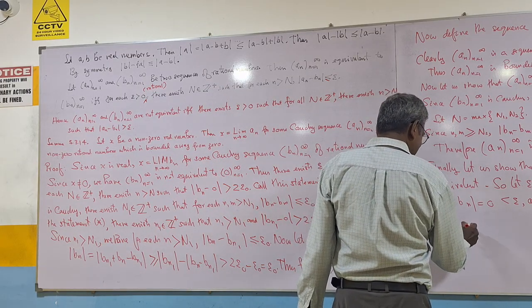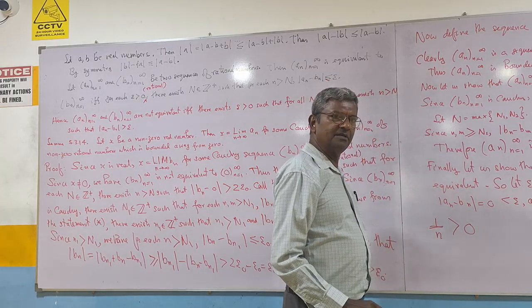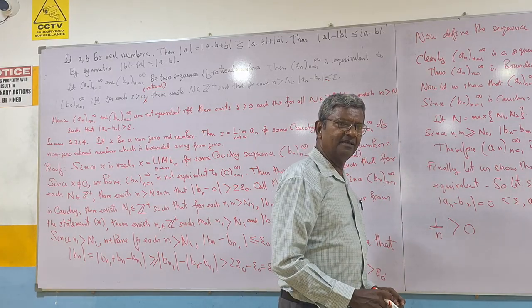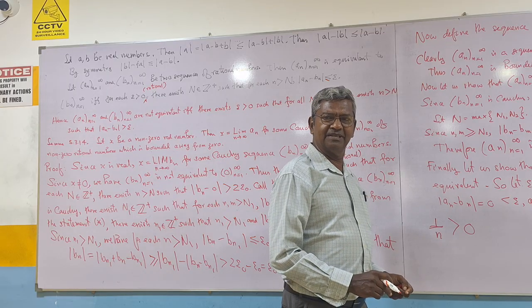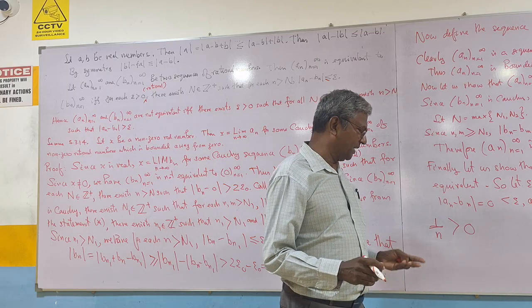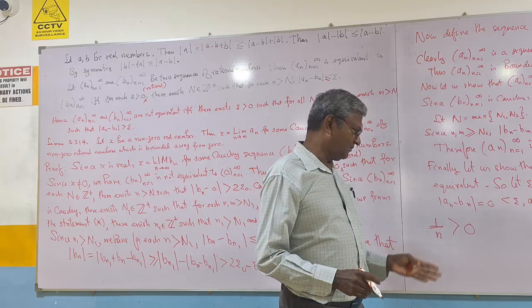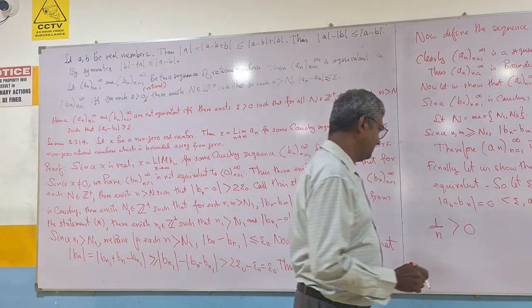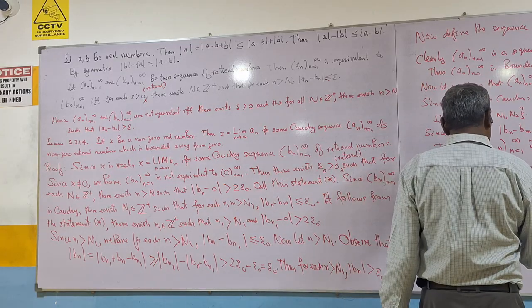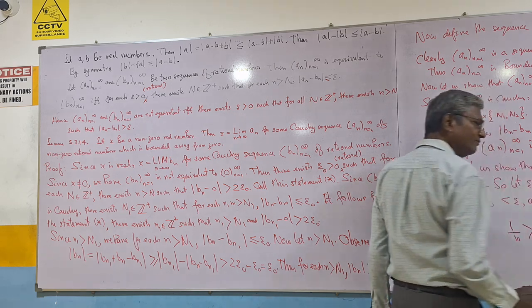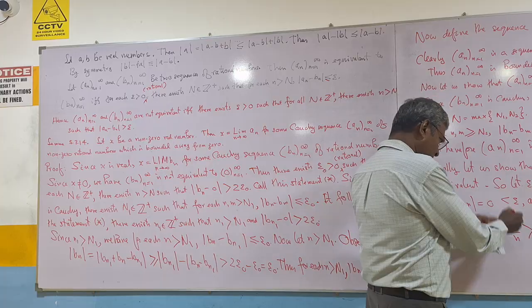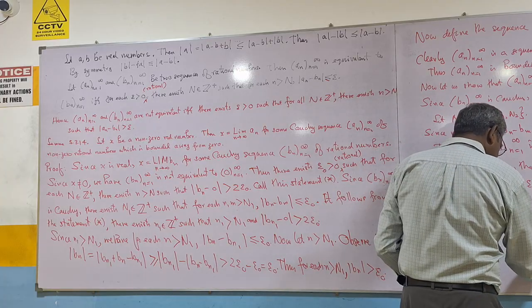1 over n is greater than 0, but the limit is equal to 0. Limits are sort of peculiar things. For instance, 1 over n is strictly greater than 1 over n plus 1, but when you take the limits, both are equal.